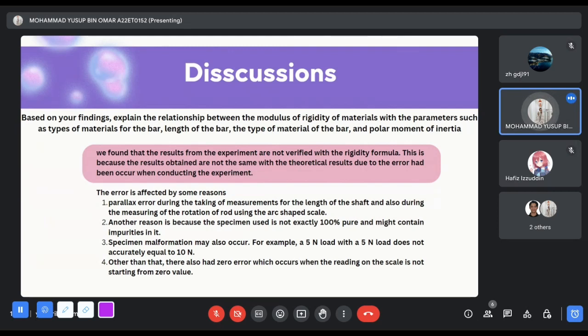And the third, specimen deformation may also occur. For example, when we have a 5 newton load, and when we put the hanging, it is not really accurate, equal to 10 newton. And other than that, there was also zero error, which happens when the reading on the scale is not starting from the zero value.